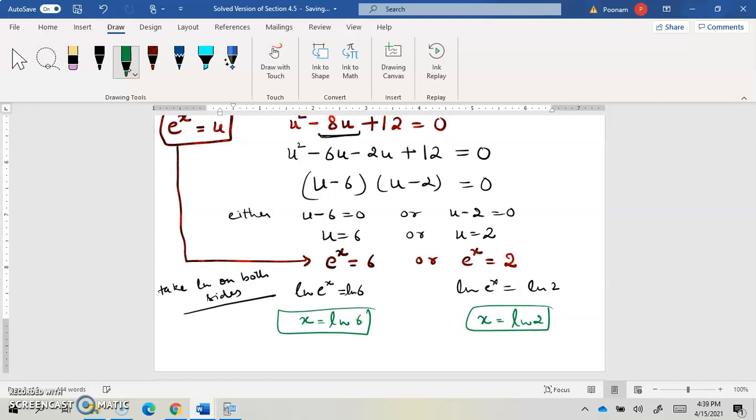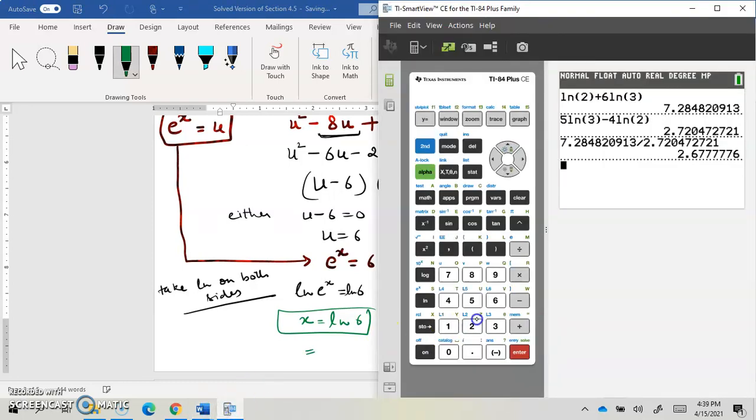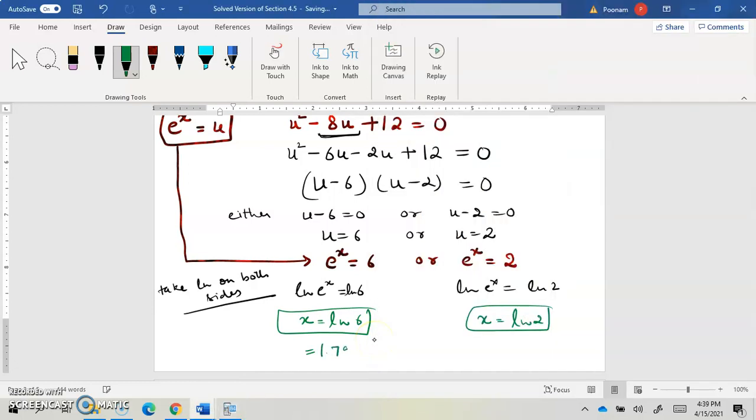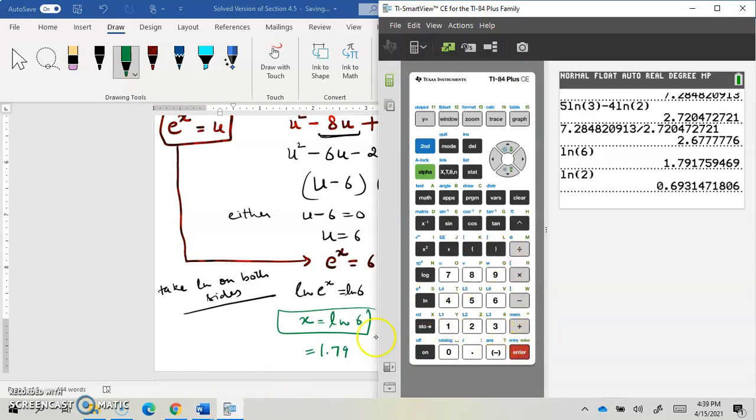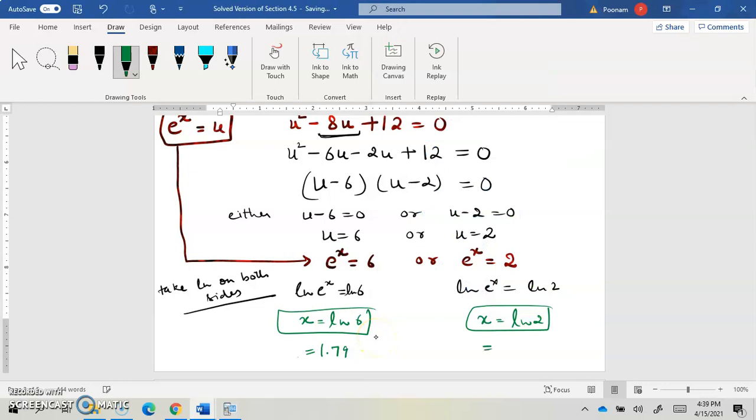Either we can write the answer like this, or we can use a calculator to find natural log of 6, which is 1.79, and we can find natural log of 2, which is 0.69. Those are your answers.